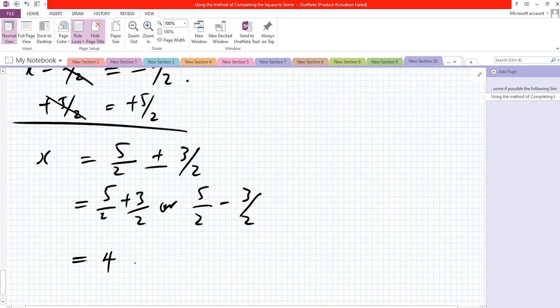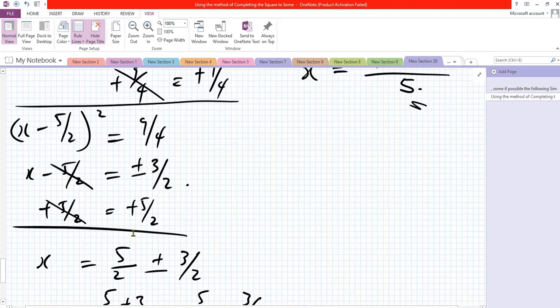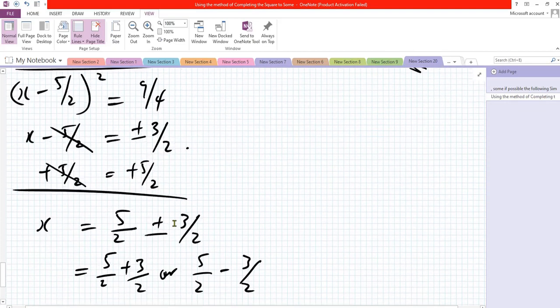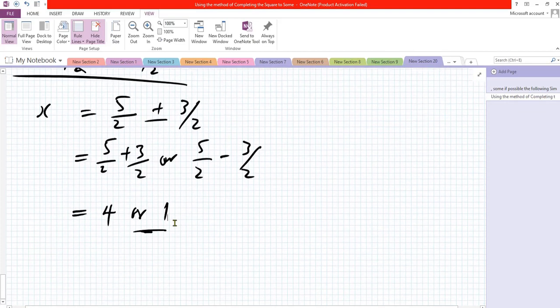8 over 2 is 4. Or this one will give you 2. That is 5 minus 3 over 2, so this is 2 over 2. This is 1. This will give you 1. So x is 4 or 1.